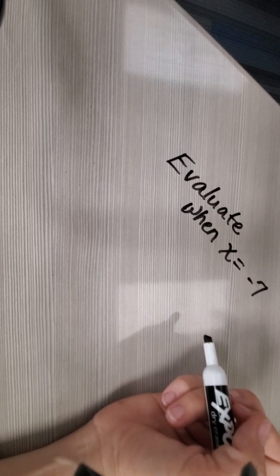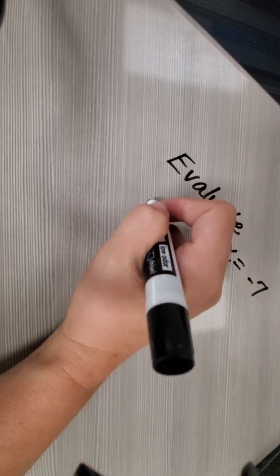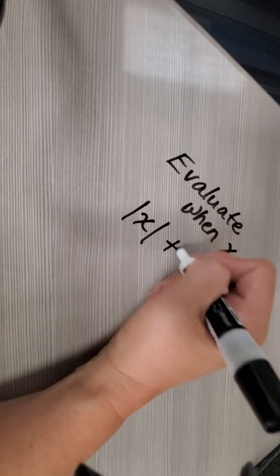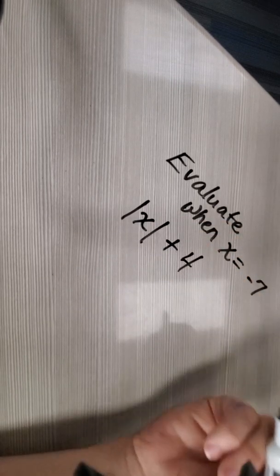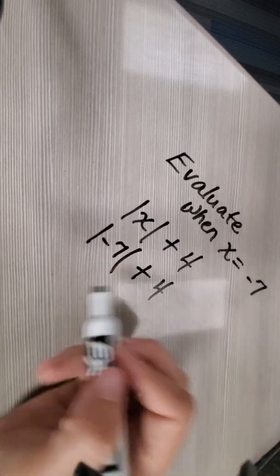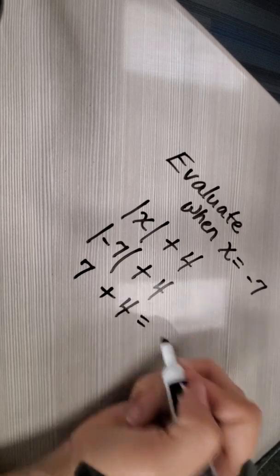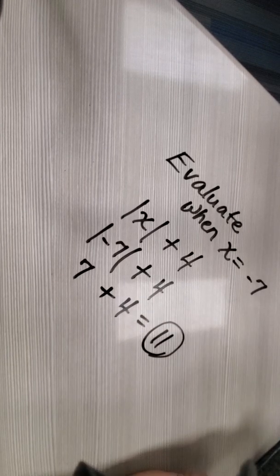We're going to keep our x the same value at negative 7. So what if we had the absolute value of x plus 4? Again, I'm going to substitute: the absolute value of negative 7 plus 4. Absolute value of negative 7 is positive 7, plus 4, and that would give me 11.